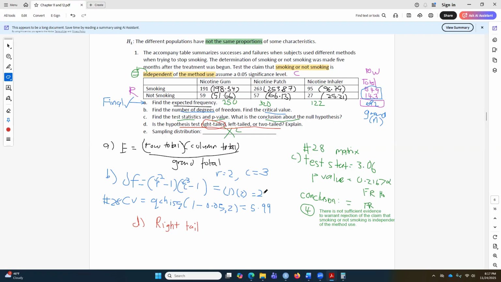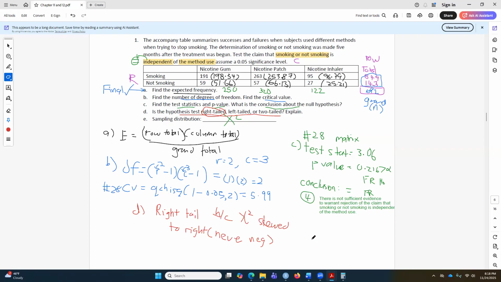The explanation is because chi-square is a right tail test, is skewed to the right. It can never be negative. Yep, you're right. Skewed to the right. In other words, it's never negative. So that's the reason why your test is always a right tail test. And then the sampling distribution is chi-square, so that is E.